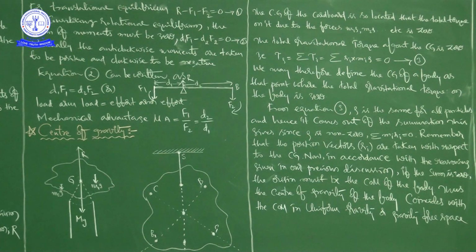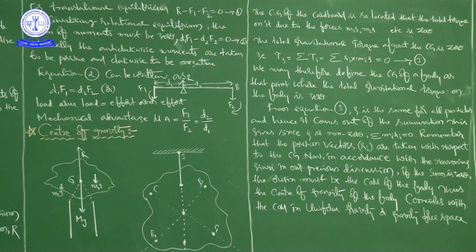There are n number of particles, right? Not only 1 and 2, so from M1 to Mn. In accordance with the previous information that we discussed, if the sum is 0, the origin must be at the center of mass of the body.